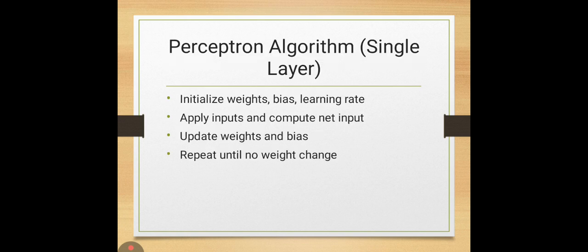Now let us understand the perceptron algorithm for a single layer network. The main steps are: initialize the weights, bias and learning rate, apply the input and compute the net input, update the weights and bias if there is an error, and repeat the process until the network converges.